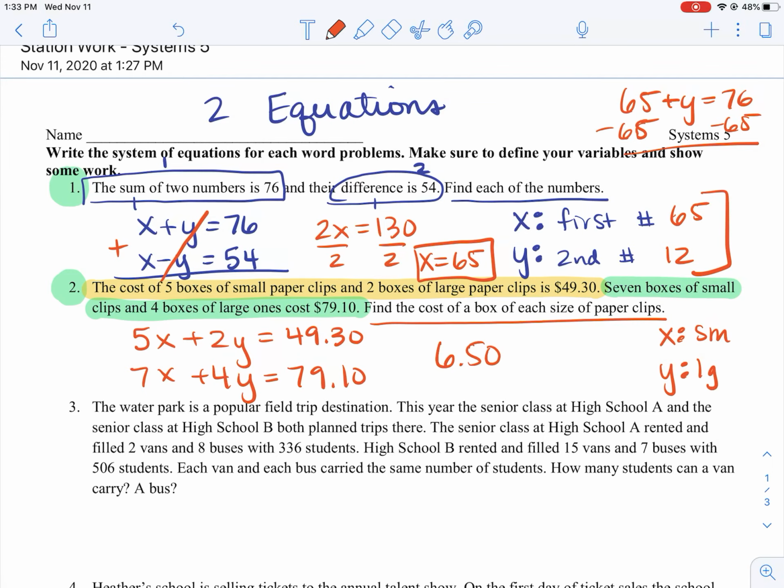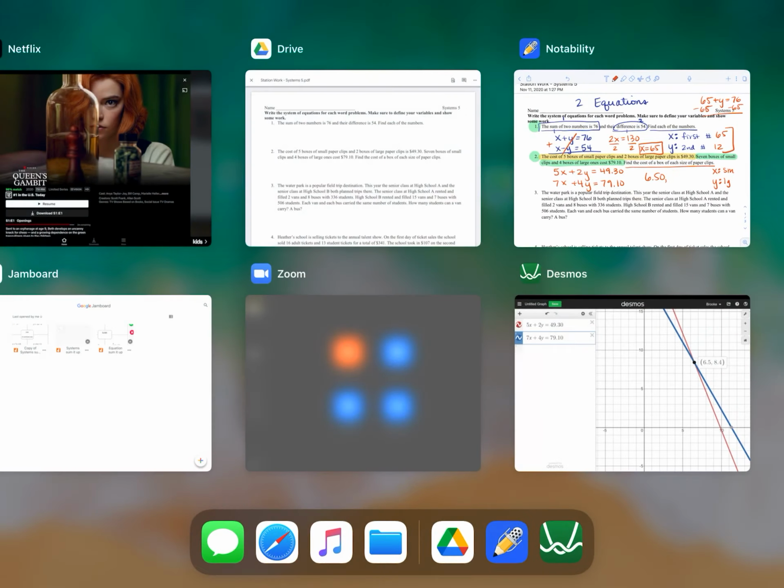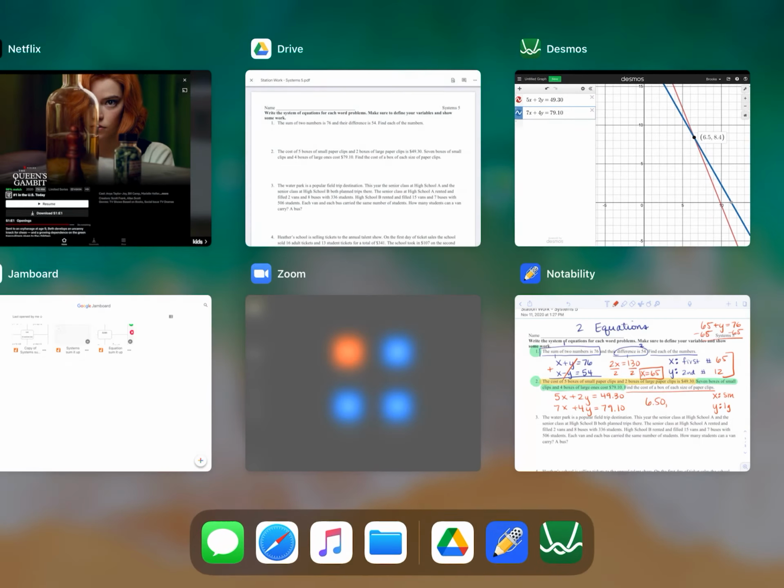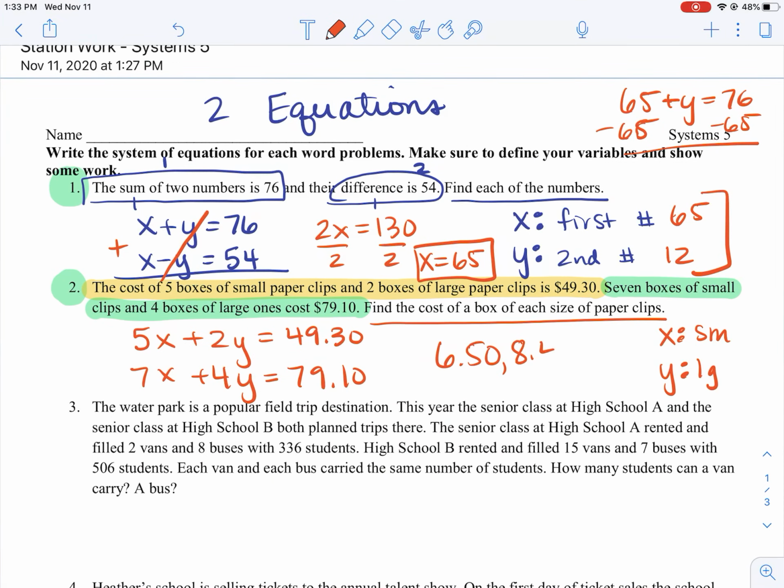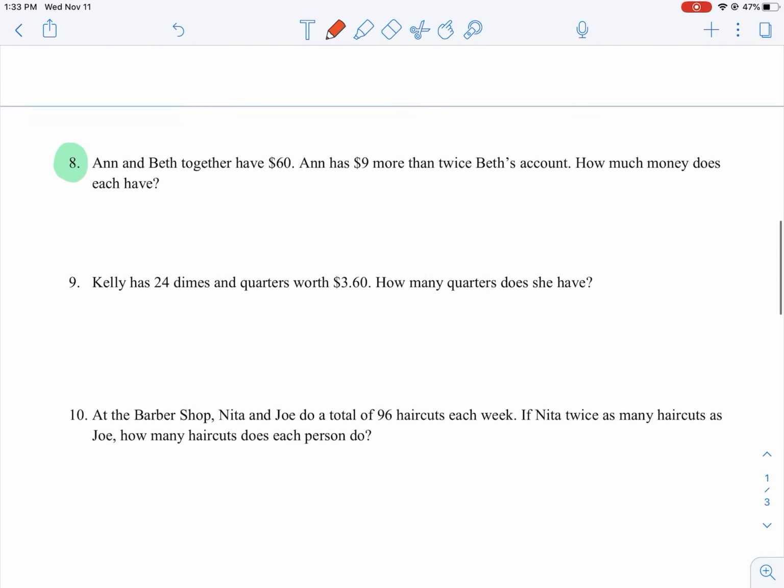Oh, wait, these are costs. Never mind. 6.50 and what was the other one? 8.4. Okay, and 8.40. Sorry that I confused myself on that. So that means that a small box of paper clips costs $6.50 and a large box costs $8.40. Sorry if I confused you there. So again, I used graphing on that one just because it seemed to be the most reasonable and straightforward.